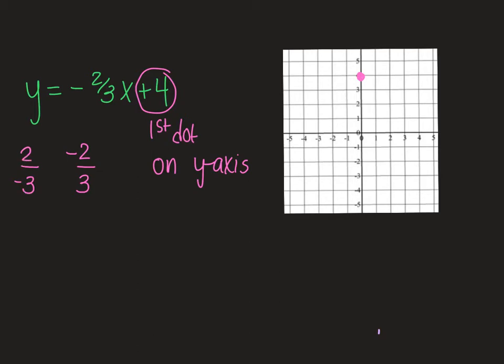Down 2, right 3. Well, I can't go down. Oh gosh, I don't really have much space to do either one. Down 2, 1, 2, 3 would be somewhere out here. Up 2 and left 3 would be up here. Oh yeah, did I do that right? Yep. All right, and then connect them with arrows and I'm done. There we go.